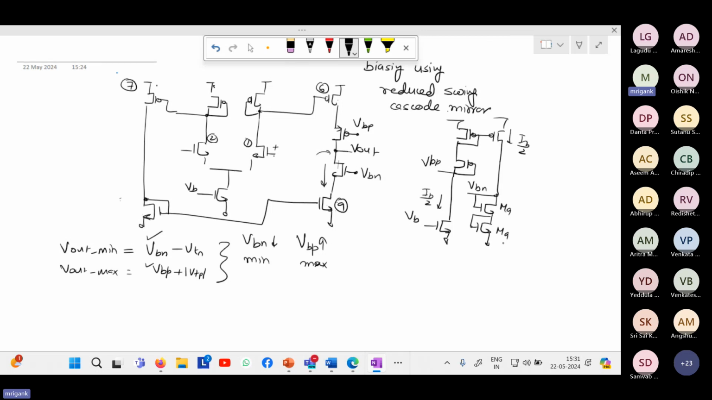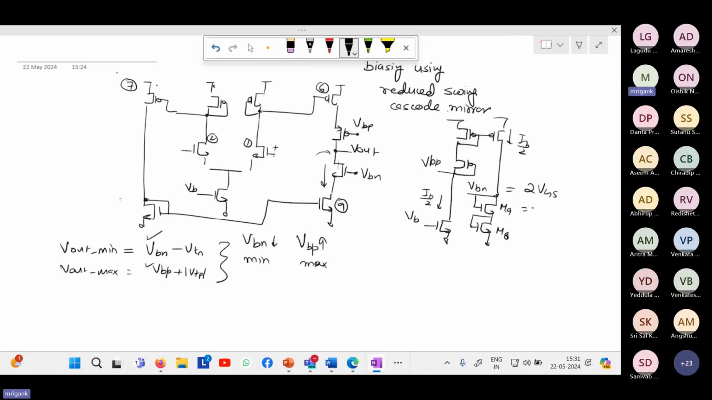So whatever bias current we are having, suppose IB by 2, we are getting the same IB by 2 here. And for that IB by 2, ultimately the VBN will be 2 VGS. So VBN in this case is equal to 2 VGS, assuming that M8 and M9 are identical, so it is going to be 2 VGS of this transistor.